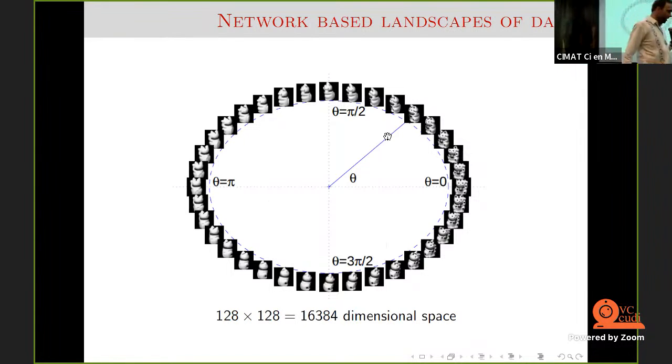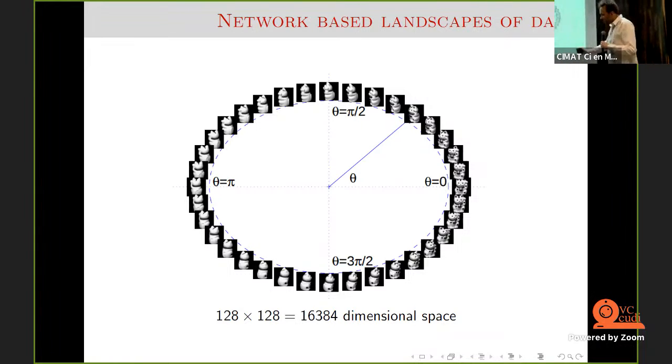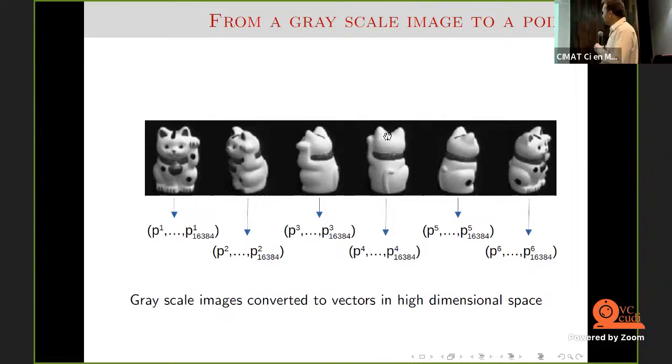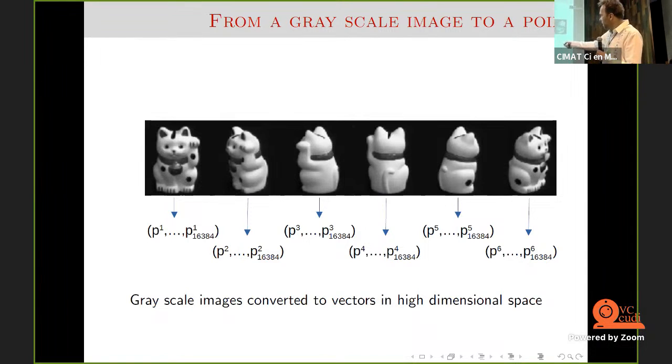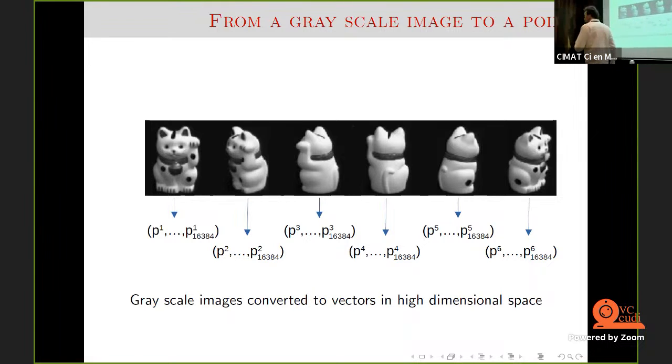There's a standard experiment. Imagine I take my lucky cat and place it somewhere. Then I take the camera and start to take pictures of the lucky cat from different angles, and I move all the way around. I'm getting a number of pictures of the lucky cat. In this case, I'm taking quite low resolution, 128 by 128 grayscale images. Then I simply flatten the image and vectorize it so that every image corresponds to a point in 16,384 dimensional space. So I get a collection of points.